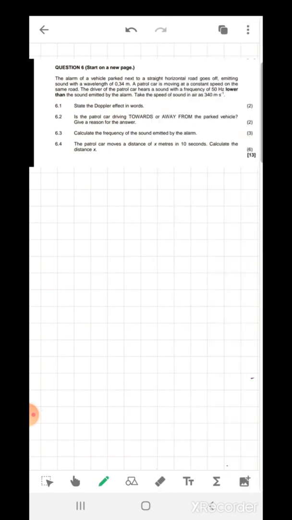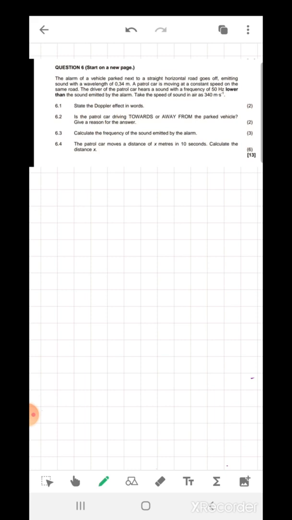The next thing they asked was, is the patrol car driving towards or away from the parked vehicle? Give a reason for your answer. So it's going to be away, because it says that the driver of the patrol car hears. The word hears tells you that the driver of the patrol car is the listener. And it says that they hear a sound with a frequency 50 hertz lower than the sound emitted by the alarm. So if it's lower than the actual frequency, then they're moving away.